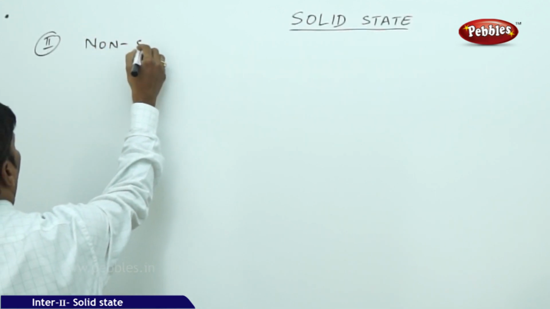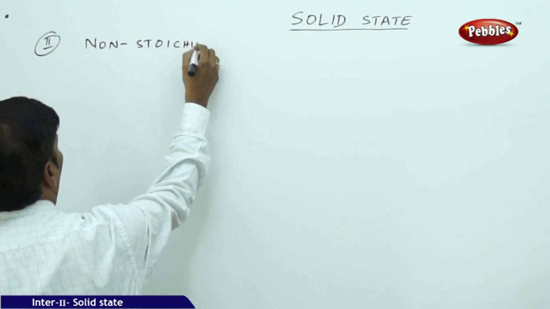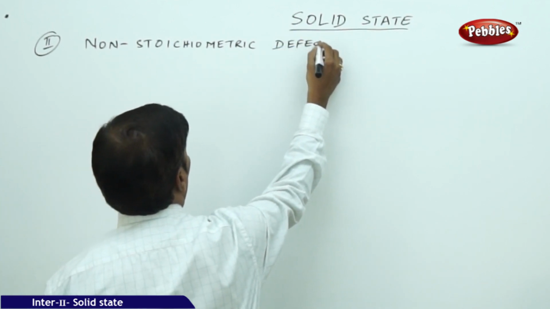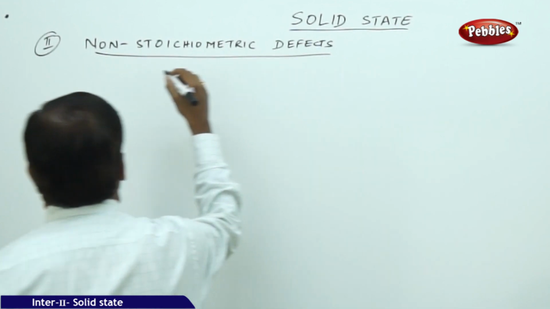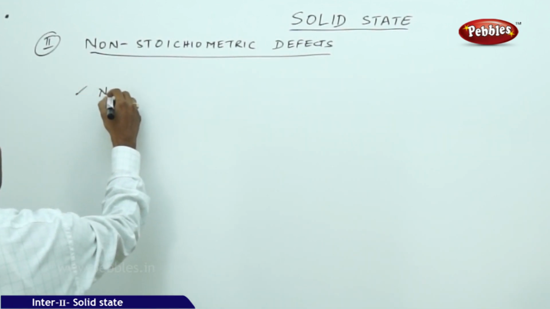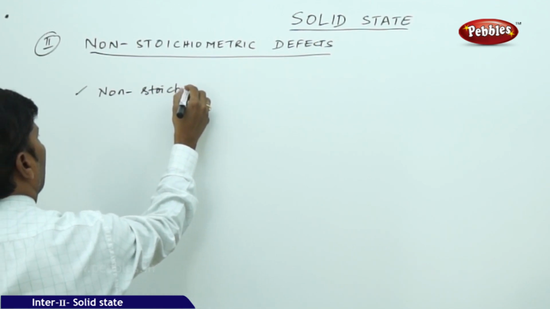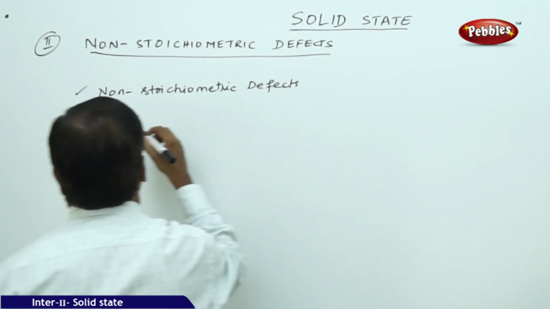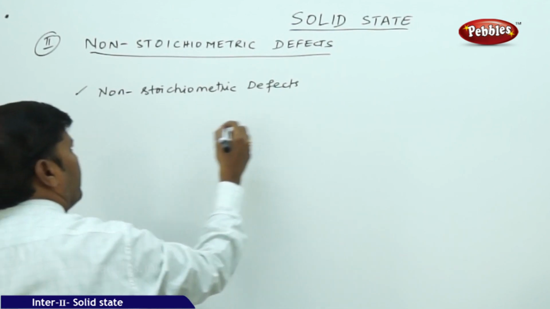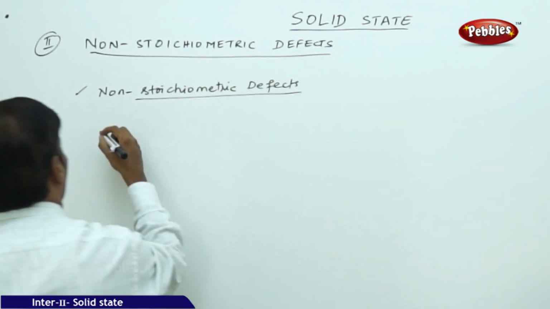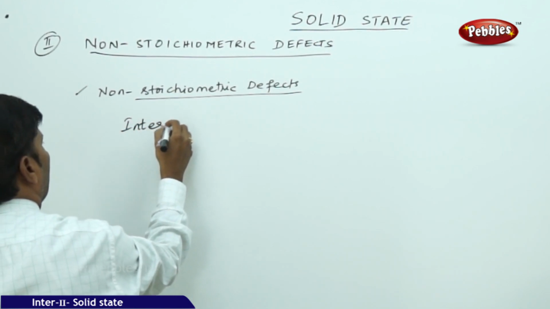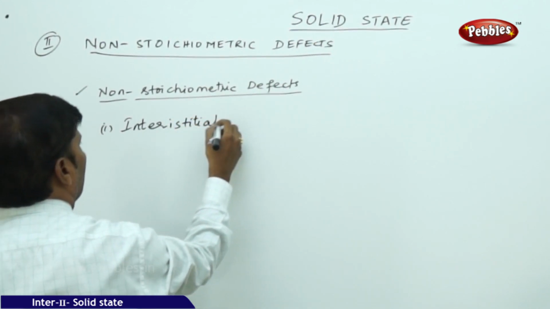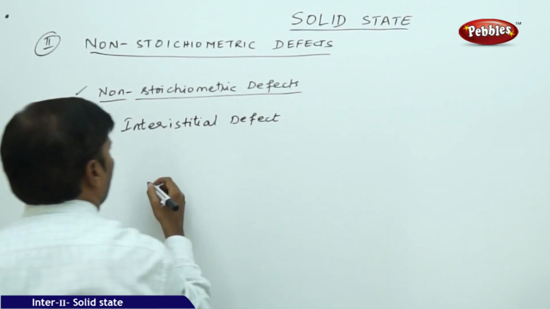Non-stoichiometric defects. We go to the non-stoichiometric defects. These are also called interstitial defects. All non-stoichiometric defects are also called interstitial defects.